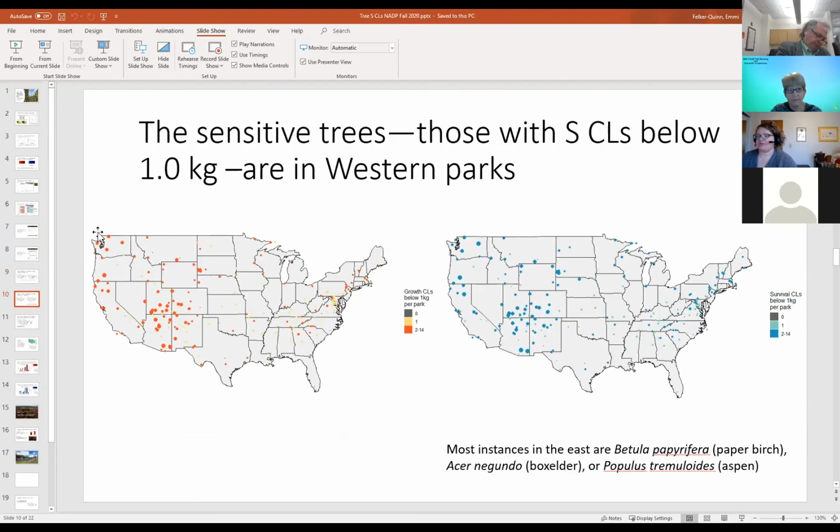When we look at the subset of sensitive trees, the trees that have sulfur critical loads below 1 kilogram of total sulfur, we see that they are concentrated mostly in the West.